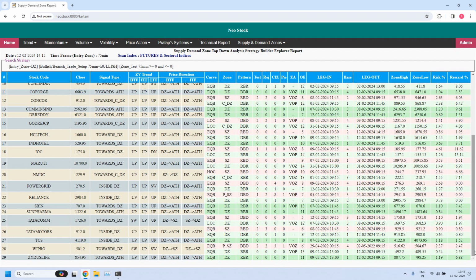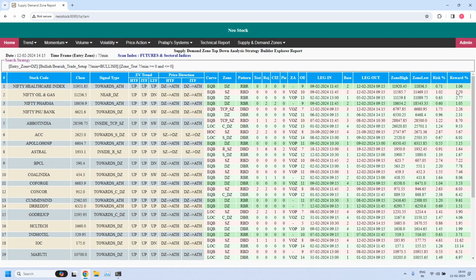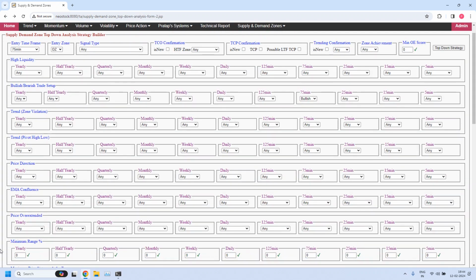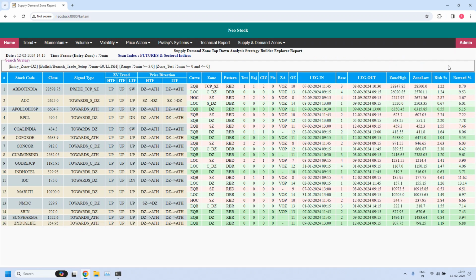Next parameter, reward. But reward we will set at only 3% because it is a weekly income trade. At least we expect a minimum of 3%. Minimum. Maximum, you may get even better. So for the D2D range, that is the minimum range, at 75 minutes, I am setting the value 3. Now the list is reduced to 16. It is easy for you to study these 16.